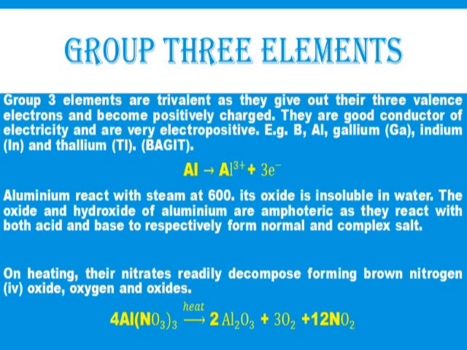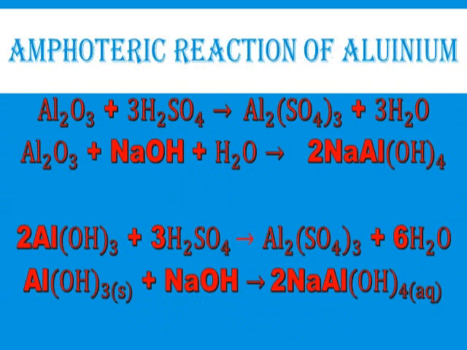Now, on heating, the nitrates of aluminium readily decompose, forming brown nitrogen(IV) oxide, oxygen, and oxide. So if you subject aluminium trioxonitrate(V) to heat, it gives you aluminium oxide, as you can see here, oxygen, and also nitrogen(IV) oxide. Now look at the amphoteric reaction of aluminium. A substance is said to be amphoteric if it reacts with both acid and base.